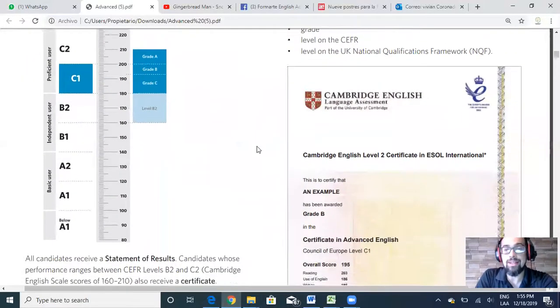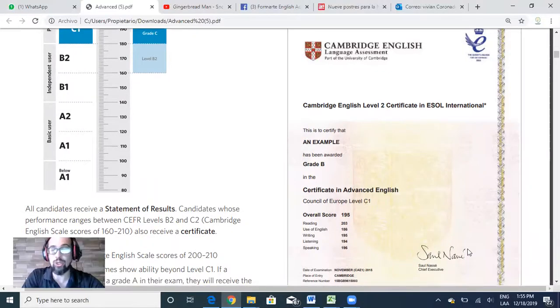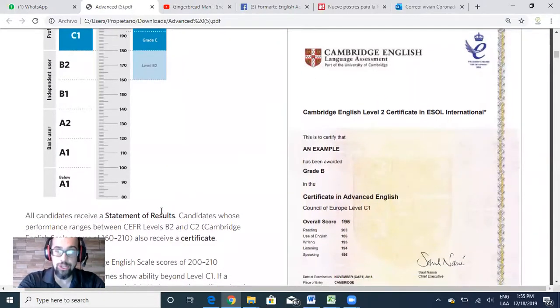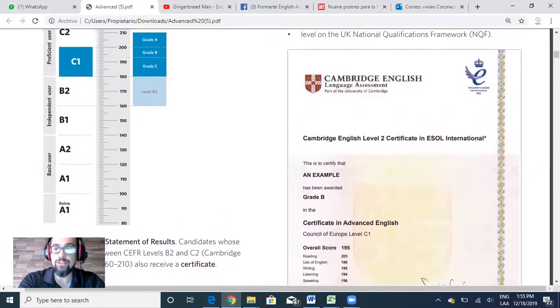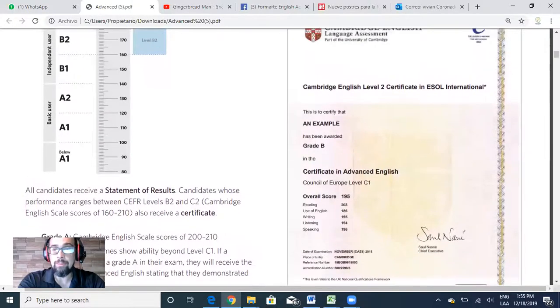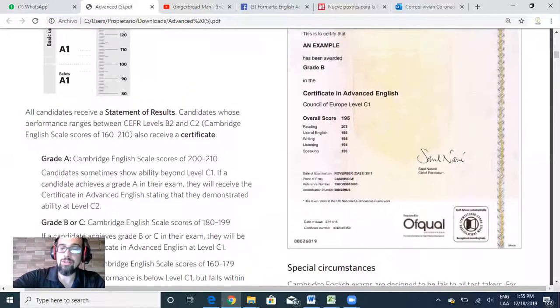And just in case, let me show you very quickly how your certificate is going to look. You will receive it directly, I mean, it's coming directly from Cambridge University. It's going to look something like this, and your name is going to be here, and this is going to show you which grade or which level you got. In this case, this person got the C1B, right? And this is how the certificate is going to look.